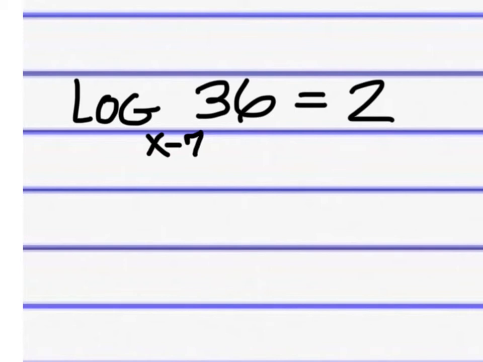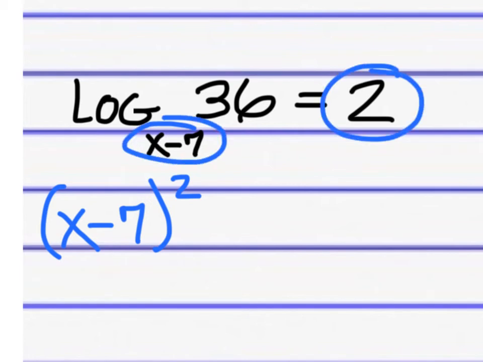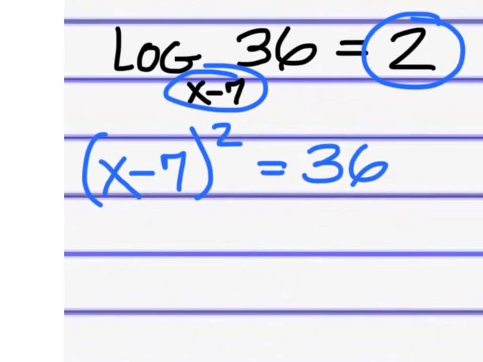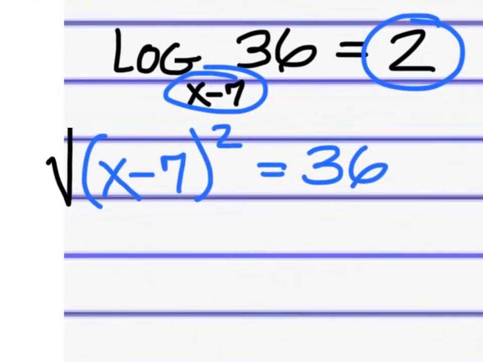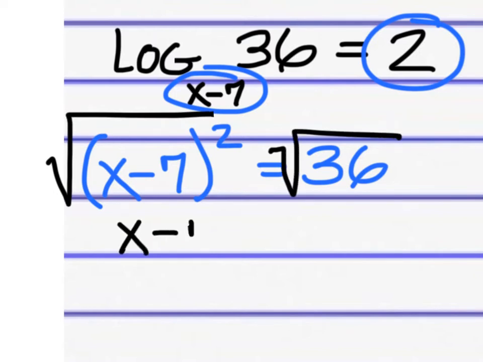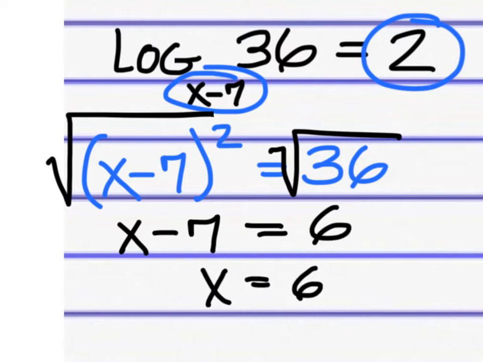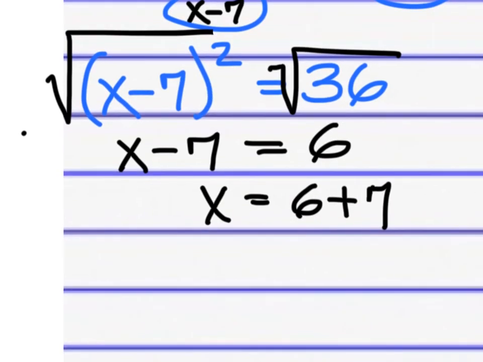This is equivalent to the quantity squared of x minus 7. This quantity to the 2nd power equals 36. So let's undo this square and just be left with x minus 7 equals 6, and move the minus 7 to the right. Make it plus, and come up with an answer of x equals 13.